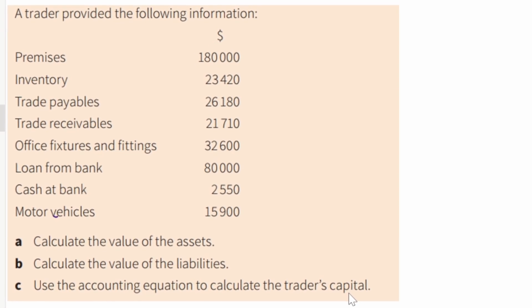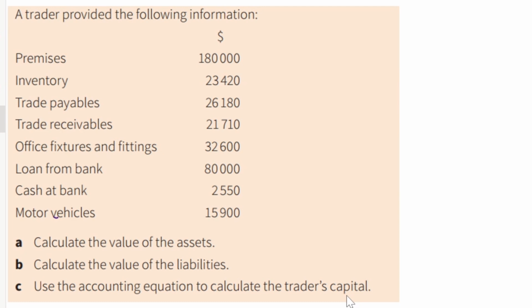So let's first identify which one is an asset, which one is a liability. All right, premises. Premises is an asset. Inventory, this is an asset. Inventory is like stock. Another word for inventory is stock, and these are things we buy with the intention of selling them. That's an asset.